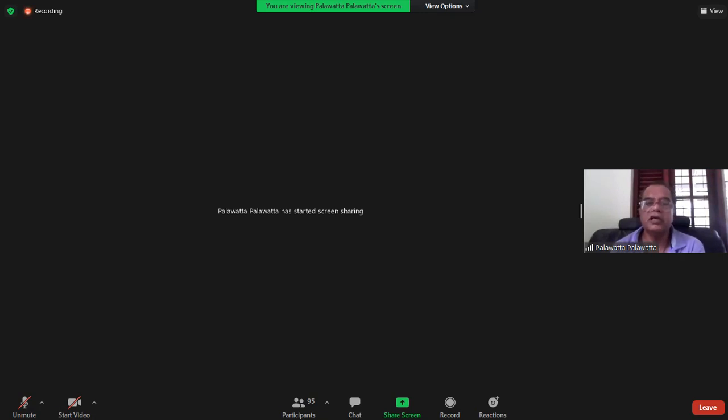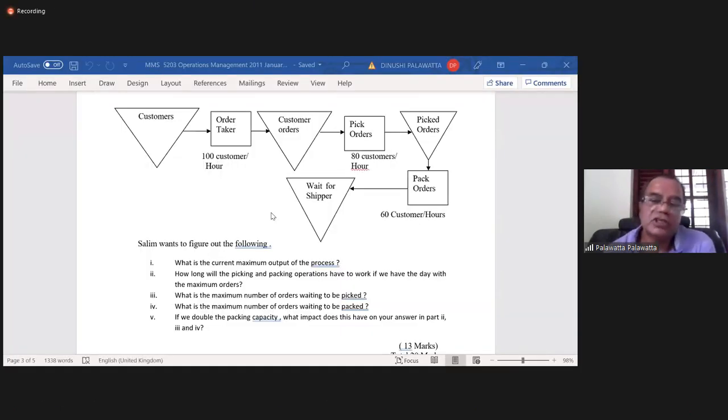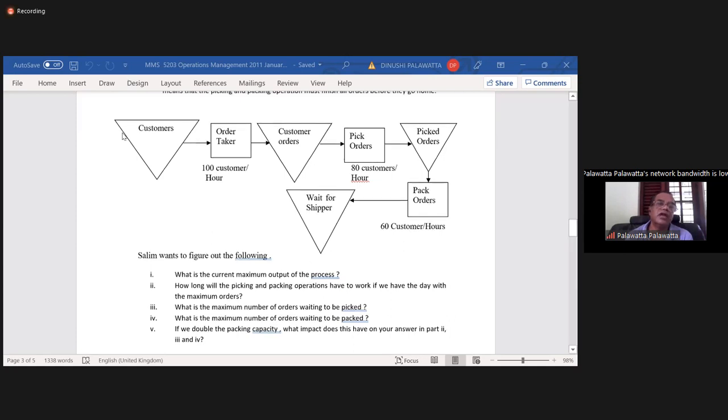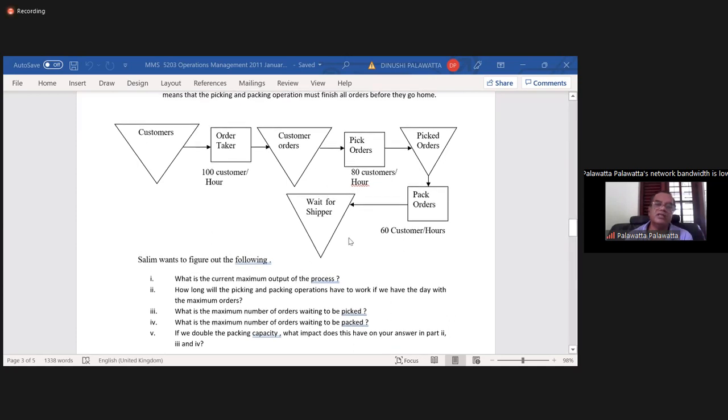This question is only part of an exam question. You read the question and write down your answers, and I give you a break, and after the break I will discuss the answer. Can you see the question? Yes, I can see.